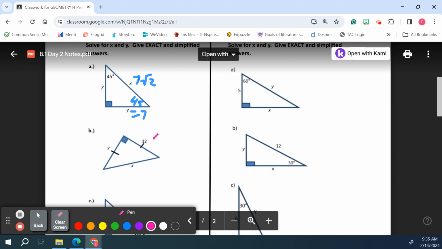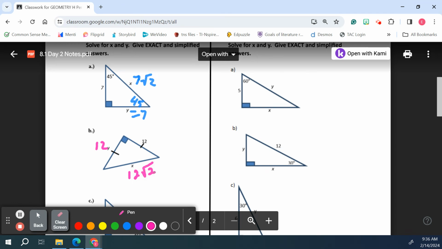Let's take a look at B. So B, here we have 12. What's Y going to be? 12. And now we know both legs. What's the hypotenuse going to be? 12 radical 2. That's it.